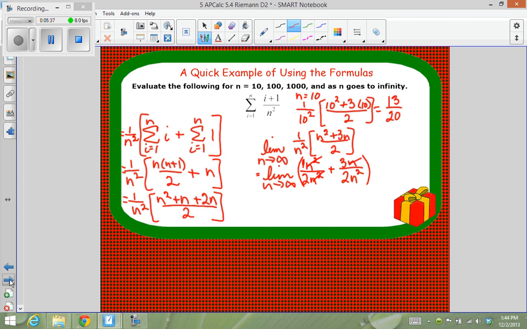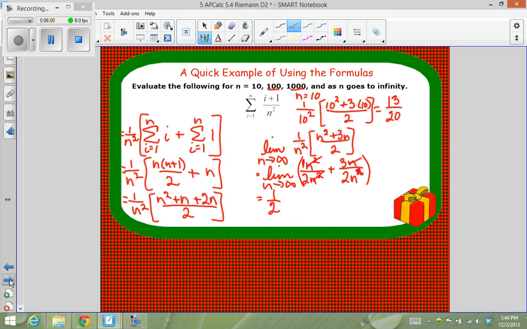And then right here, this n will cancel with one of those, but as n goes to infinity, 3 over 2n is going to get infinitely closer to 0, because that n is going to get humongous. So I'm basically left with 1/2 right here. If I had plugged in the 100 and the 1000, you would have seen those getting closer and closer to 1/2.